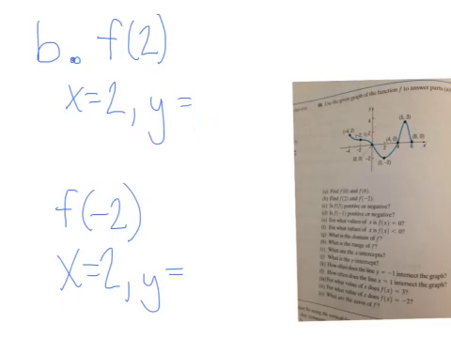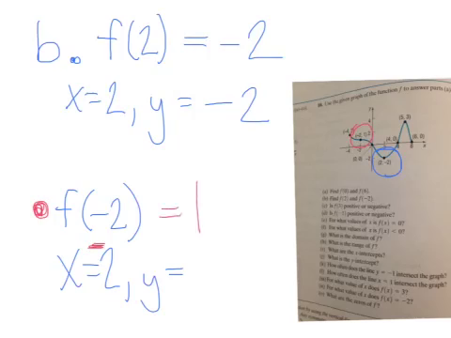So for B, f of 2, again, x equals 2. So I'm going to go over to where x equals 2, and I've got this point right here. So y equals negative 2. So my answer is negative 2. For negative 2, I'll color code this in pink. So when x equals negative 2, I'm going to go over to negative 2, and I've got this point here. They label it for me, 1, because y equals 1. So those are my answers.